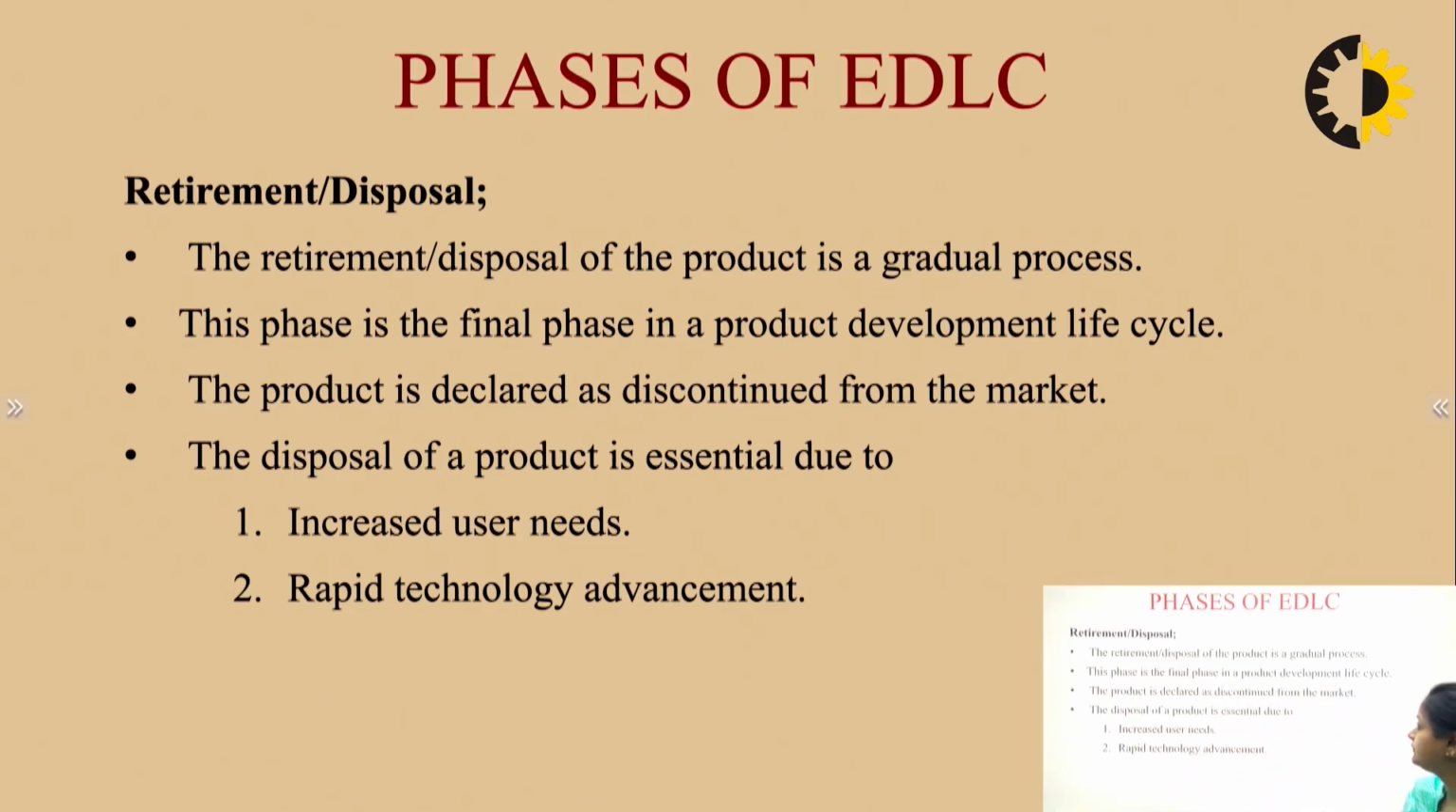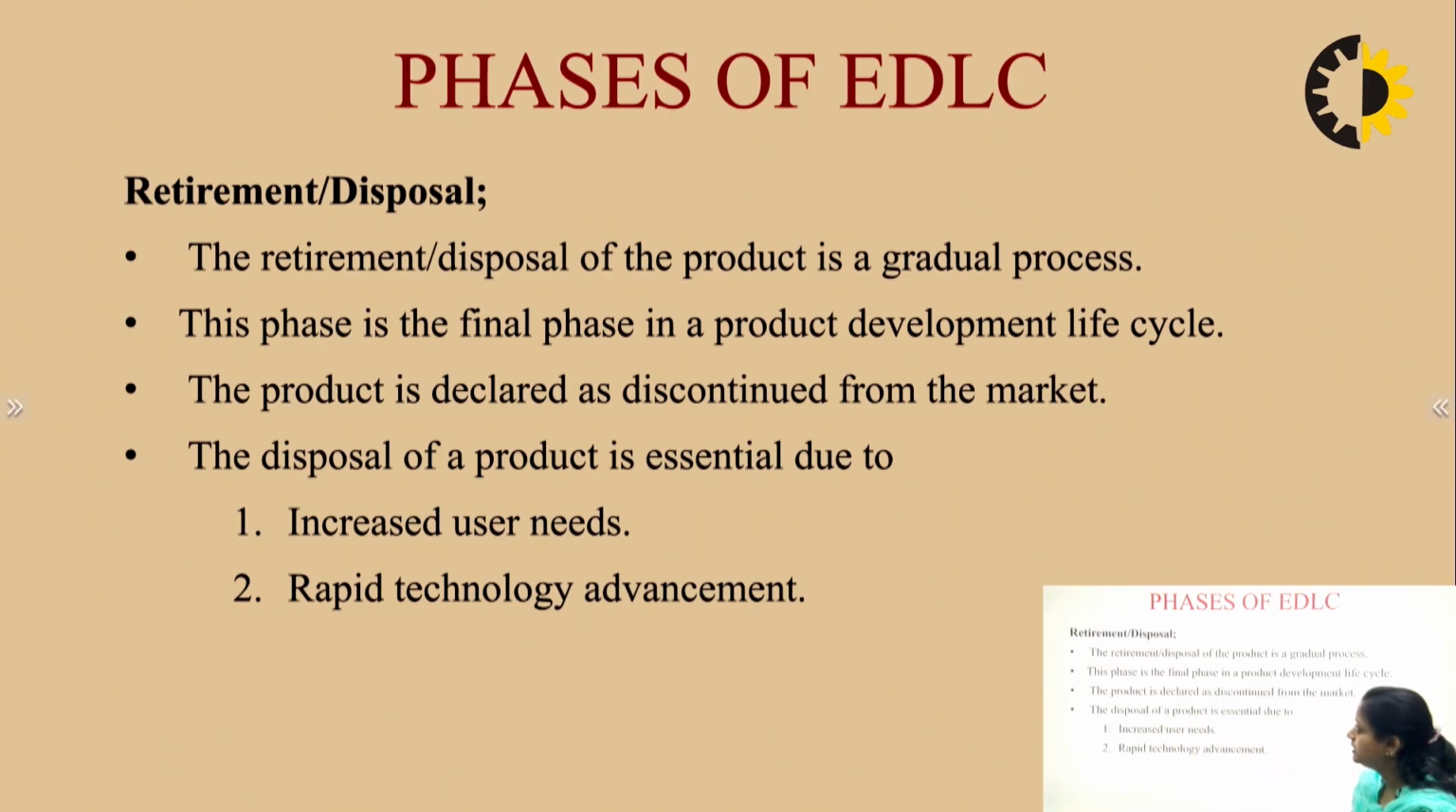This is the final phase in the product development life cycle, and the product is declared as discontinued from the market. Okay, so in this case, the product is retired or disposed. It is essential due to increased user needs and rapid technology advancement. So there may be a rapid technology advancement because of which the product has been upgraded to a newer, better version. That's why it has been disposed from the market.